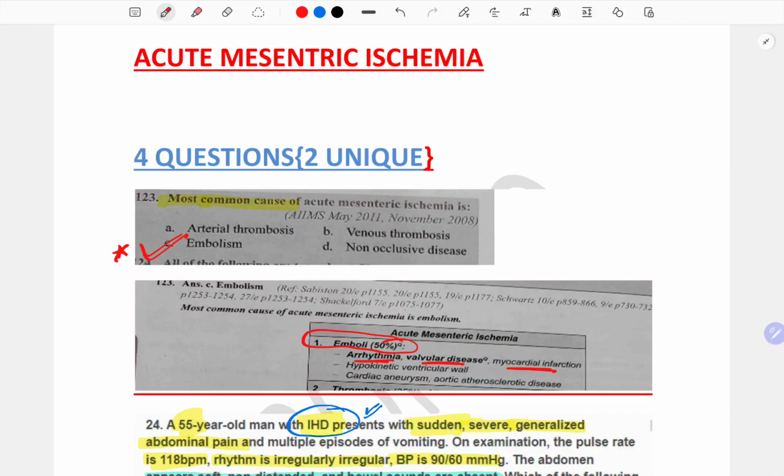Now let's come to the next topic, acute mesenteric ischemia. 4 questions have been asked in 2 ways. First, most common cause of acute mesenteric ischemia is embolism. This is the most common cause. See, embolism is the cause in 50% of cases. Arrhythmias, valvular disease, myocardial infarctions, aneurysm, these all can cause emboli.